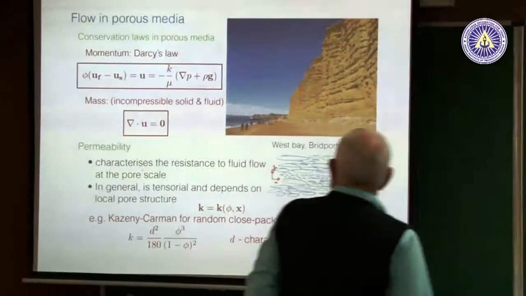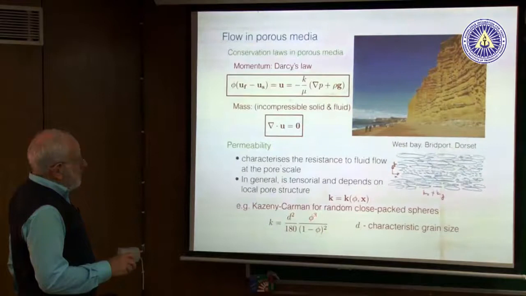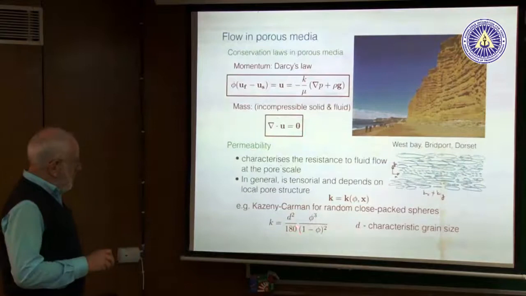Now there's something called the Kozeny-Carman relationship, which says that the permeability can be given by this volume fraction cubed, phi cubed, over 1 minus phi all squared, times d squared, the size of the balls. And this works surprisingly well.